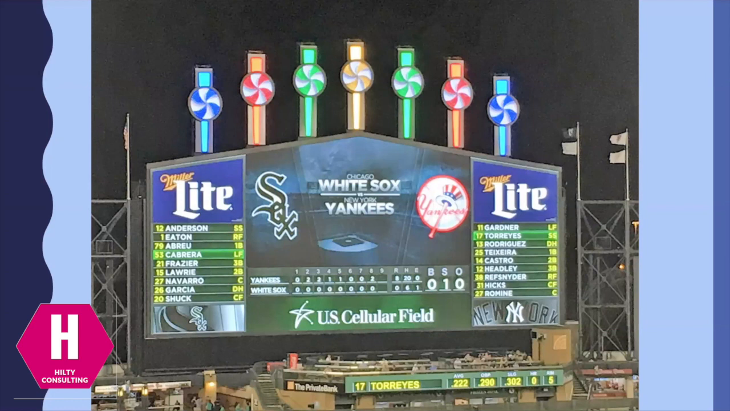Lots of different ways. Scoreboards, sporting events, great opportunity to have your kids looking at math in a real world situation, finding those numbers, talking about those numbers. What do they represent? What do they mean?